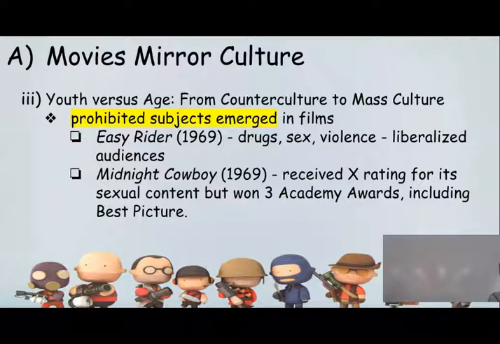Next, prohibited subjects emerge in films. Easy Rider is one of the first movies that contain drugs, sex, and violence. And this kind of movie liberates audiences from traditional conservative movies. Another example is Midnight Cowboy. Although this movie received an X rating for its sexual content, it still won 3 Academy Awards, including Best Picture.